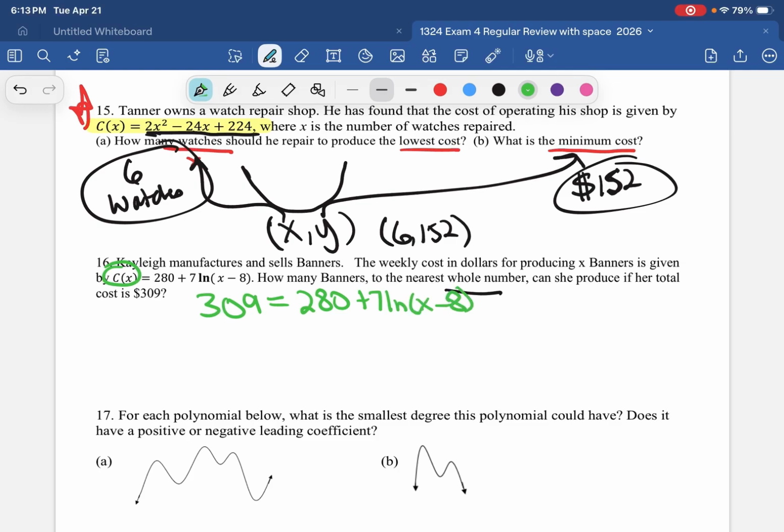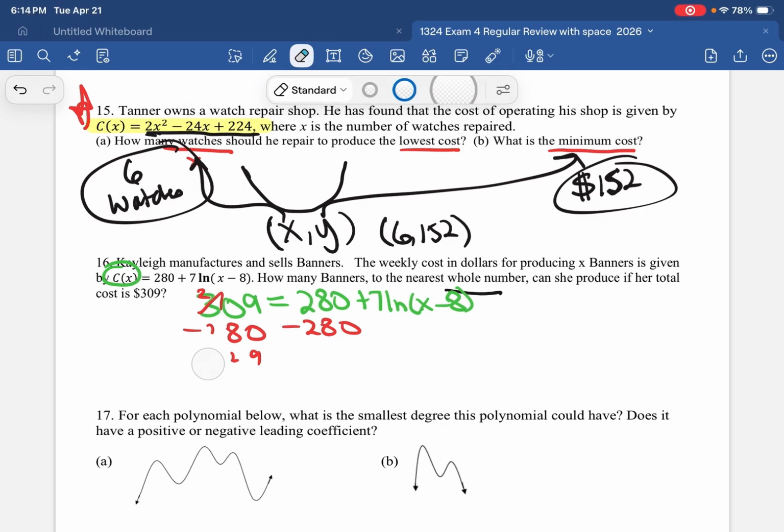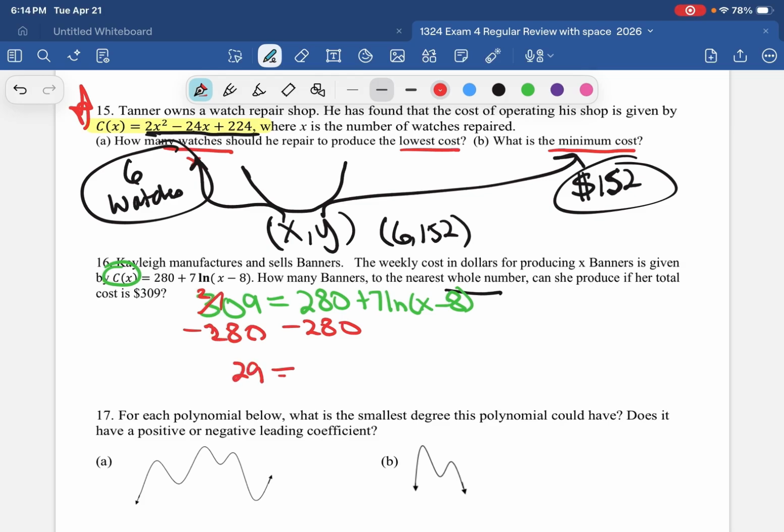Solving for this, it's currently in logarithmic form. I need it to be in exponential form. So I'm going to subtract 280 from both sides, and I get that to be 29. All right, so I get 29 equals 7 natural log of X minus 8. I can divide both sides by 7.